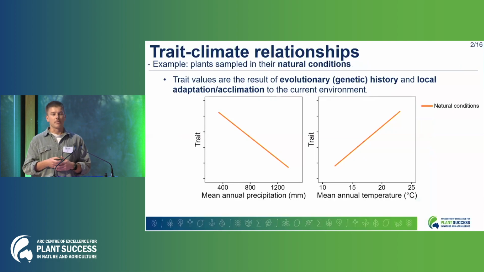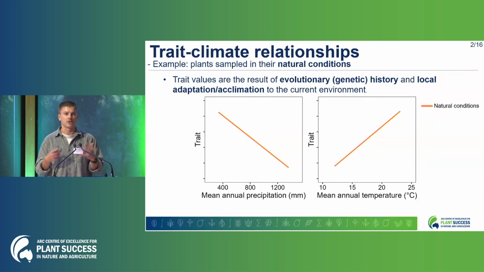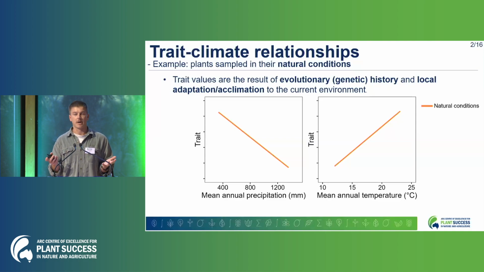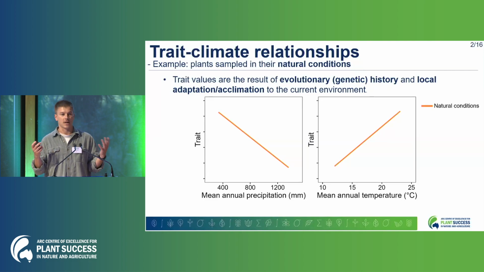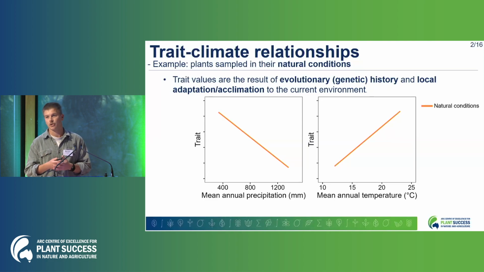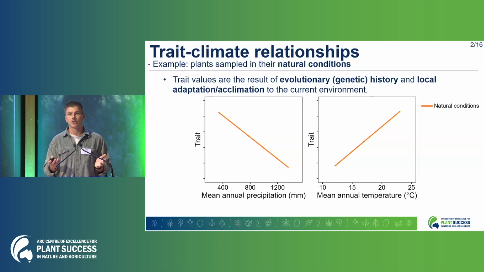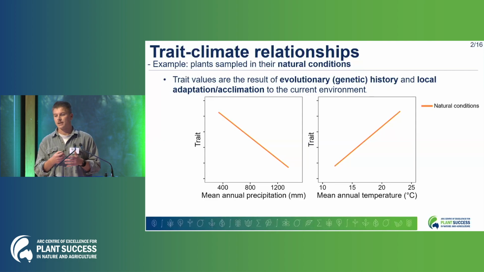So when we explore trait-climate relationships in natural conditions, we measure traits on a plant and then we match it with those climatic conditions that plant is growing in. Here in natural conditions, that trait value is the combination of its evolutionary history, so its genetics, as well as adaptation or acclimation to those current environmental conditions. Some general trait-climate relationships have emerged, such as what you can see in this hypothetical example here. But what is less clear is the degree to which those different plant traits are responsive to the prevailing environmental conditions.